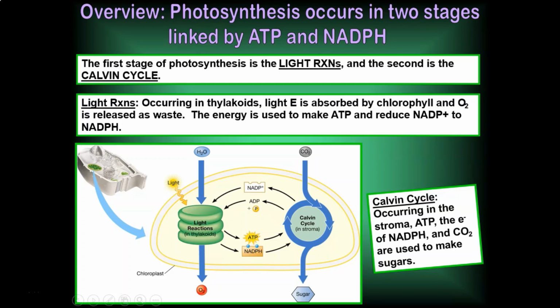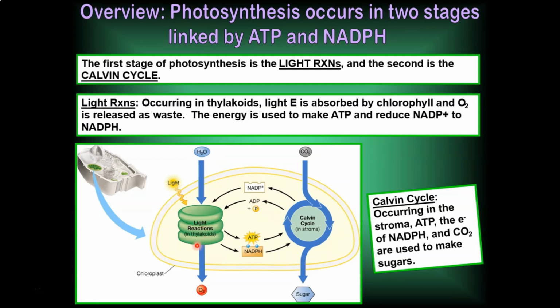So the first stage of photosynthesis is what we call the light reactions. Some people say the light dependent reactions. And the second is the Calvin cycle. Okay, so as you can see, we're inside of a chloroplast here, and this is a pretty good picture. There's going to be an even better one coming up of this, but it's a nice simple picture for you to understand what's happening here.